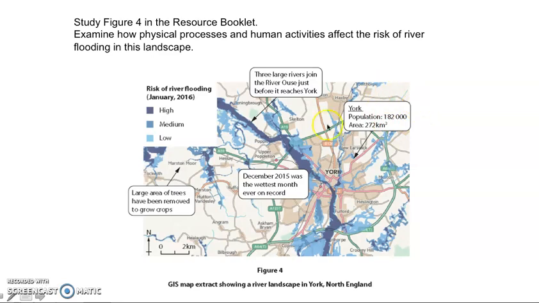Is there information that you could use to back that up? Settlement. York is a large, urbanized area. There has been deforestation because of agriculture. So you could use this information as part of your explanation. And quote, figure 4 says, figure 4 shows, you can see in the resource that. Make sure you've got those terms in there as well as the connectives for explanations.